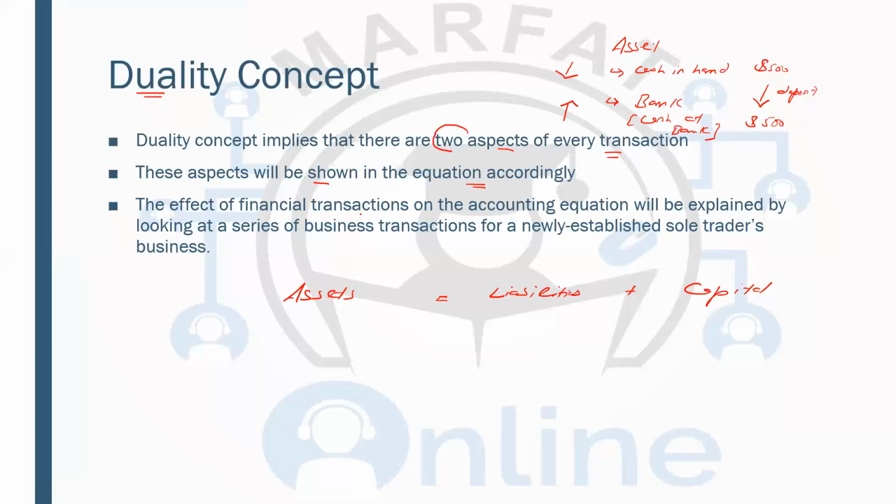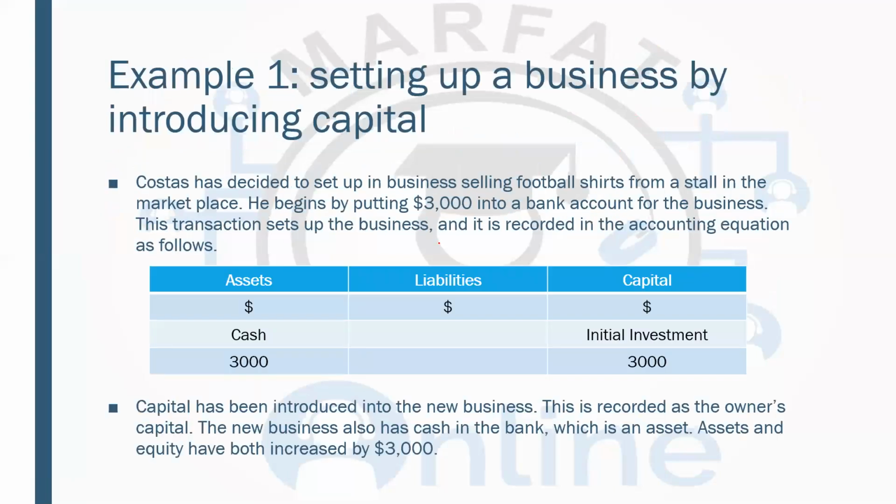The effect of the financial transactions on the accounting equation will be explained by looking at a series of business transactions, and now we are going to discuss those transactions. This is example number one, setting up a business by introducing capital. Before doing this, you need to understand that capital means investment of the owner.